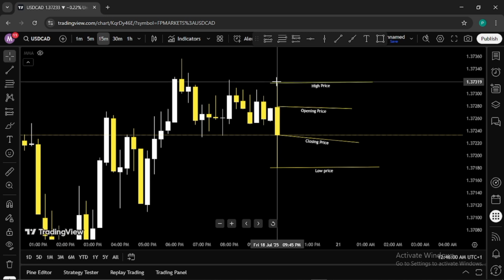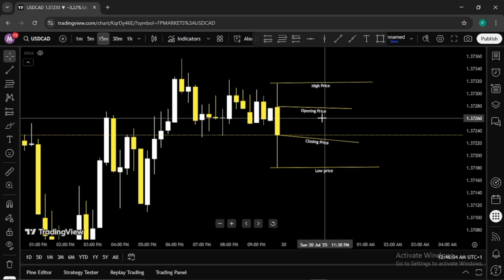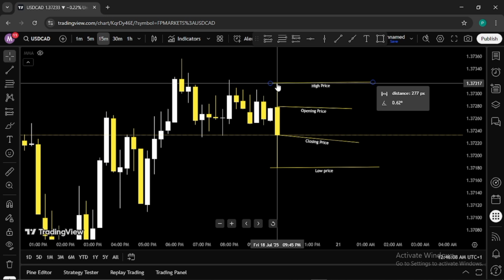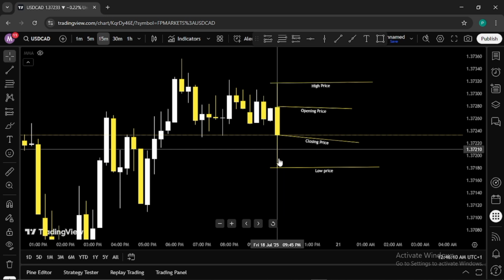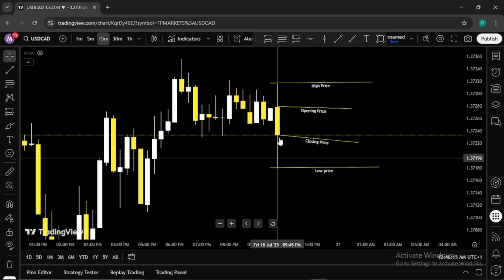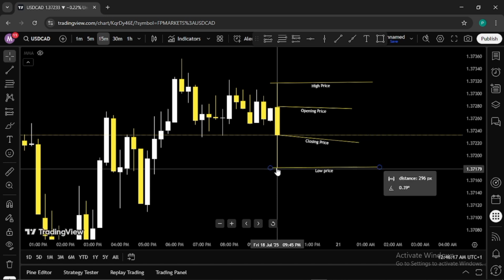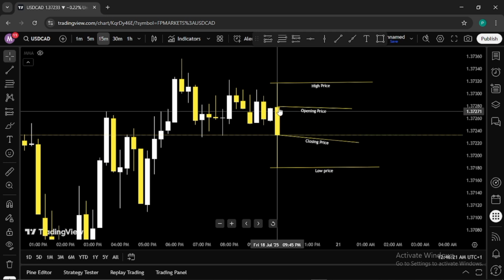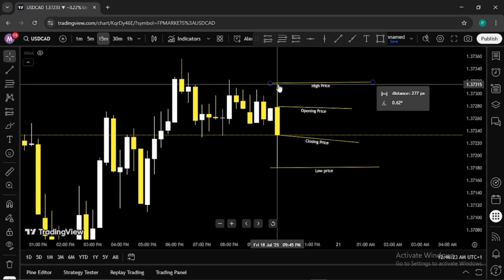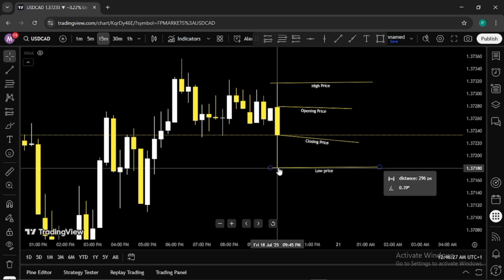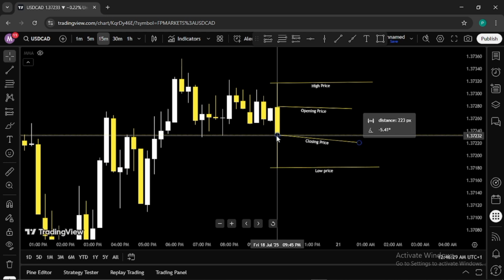Sellers came in, it's a pressure. Everything you see on the chart is basically the buying and selling pressure. Sellers came in and then they pushed the market all the way down to the lowest price. And then towards the end of the trading time of these 15 minutes, buyers came back in and pushed the market to this point. So it opened here, went as high as this place, traded back to go as low as this place, and went back up to close here.